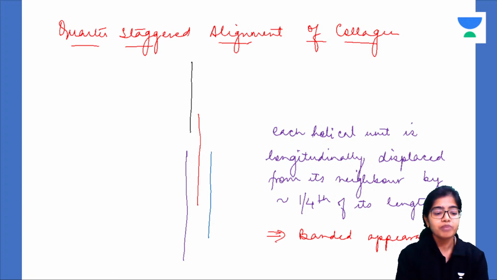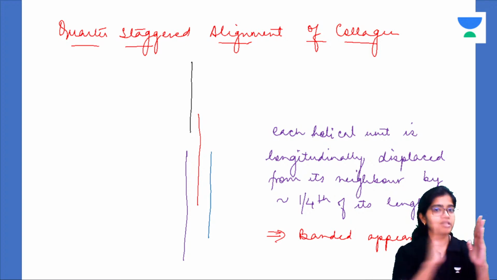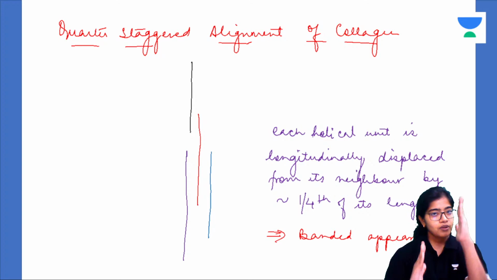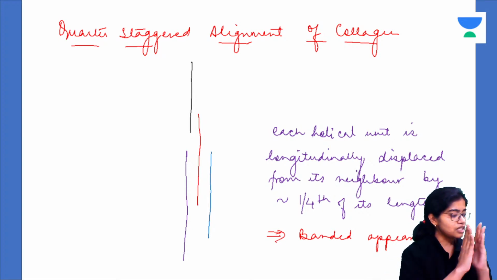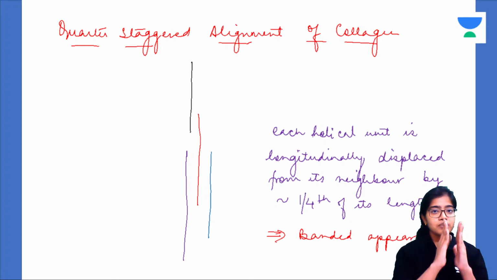Now, the normal fibrillar structure of collagen has the quarter staggered alignment, where each collagen fibril is not present one after the other like this. It is not present like this. Rather, it is present like this. Understood? Each collagen fibril is not present like this. No, it is present like this.